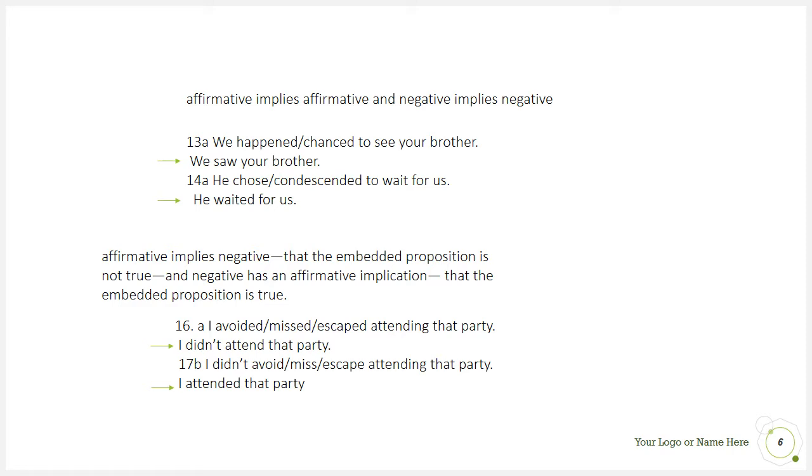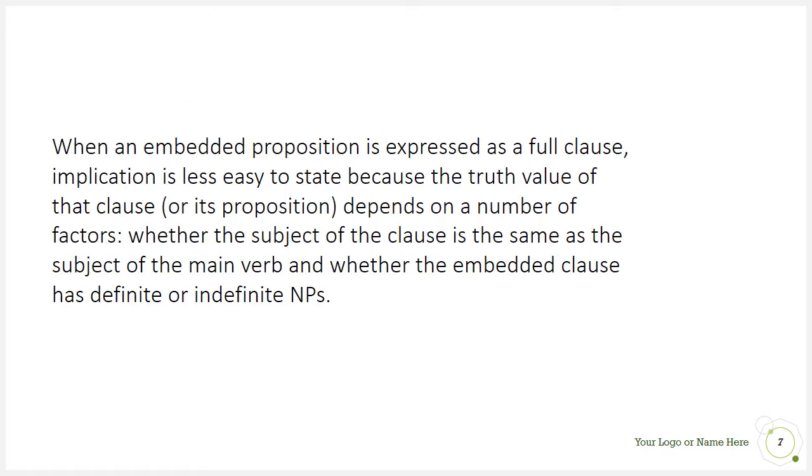Affirmative implies negative, that is, the embedded proposition is not true, and negative has an affirmative implication that the embedded proposition is true. For example, I avoided or missed or escaped attending the party. The implication is I didn't attend the party. I didn't avoid or miss or escape attending the party. The implication is I attended the party.